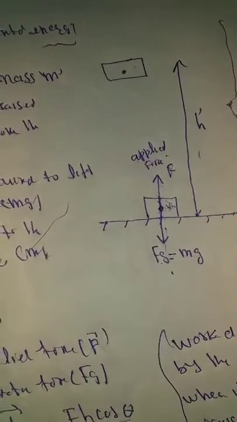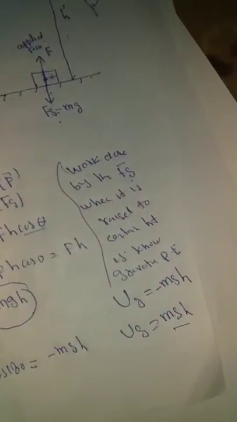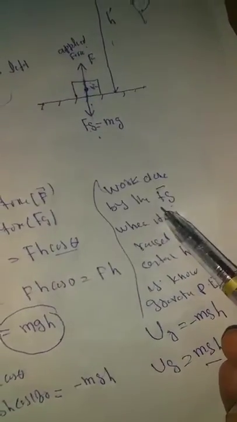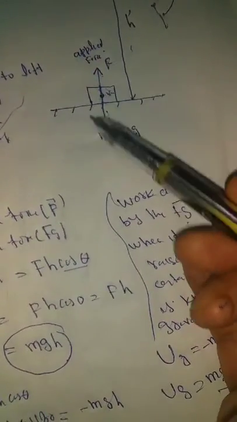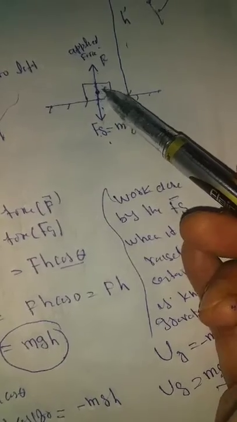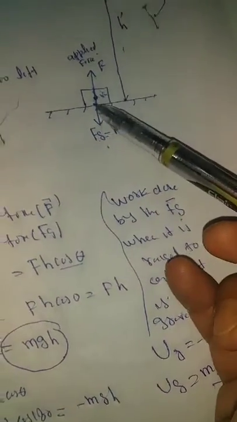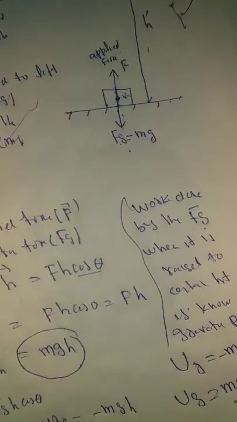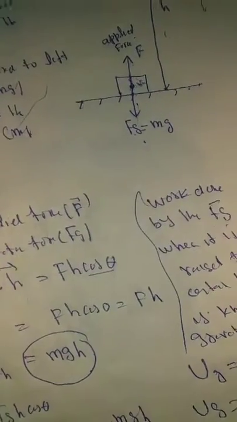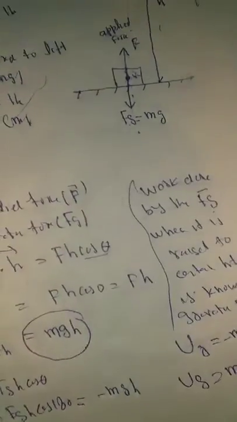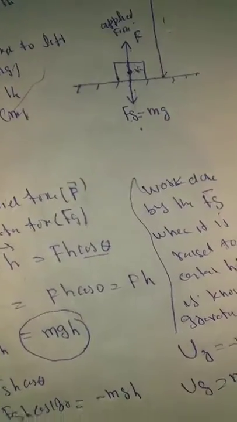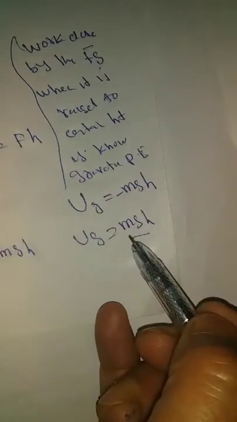This is the first case, this is the gravitational potential energy. That means work done by the gravitational force when it is raised to a certain height is known as gravitational potential energy. When it comes down, we also call it gravitational potential energy. But when it works against gravity, that is negative. You have seen it: towards gravity, freely falling from above, we take it as positive. I hope you have got it.